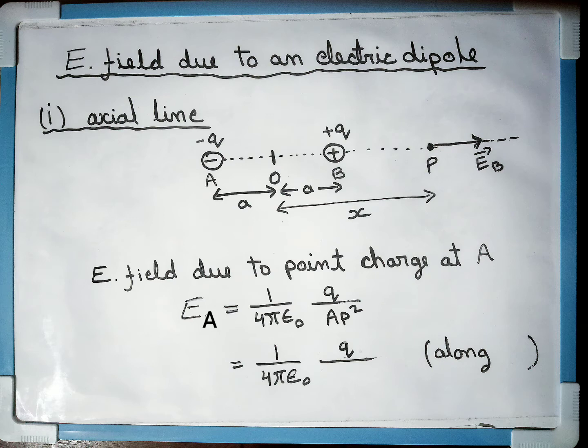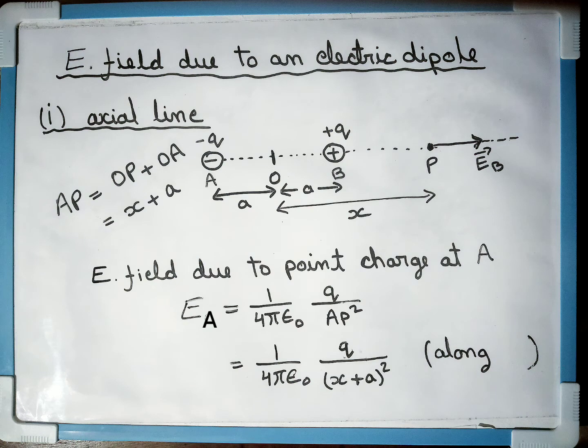Now if you look at the diagram, your AP will be equal to AO plus OP, or OP plus OA, and OP is equal to x and OA is equal to a. Hence your AP is equal to x plus a. Therefore EA will be equal to 1 by 4 pi epsilon naught q. So instead of AP we have (x plus a) whole square. So this is the magnitude of the electric field at point P due to the point charge minus q placed at A.